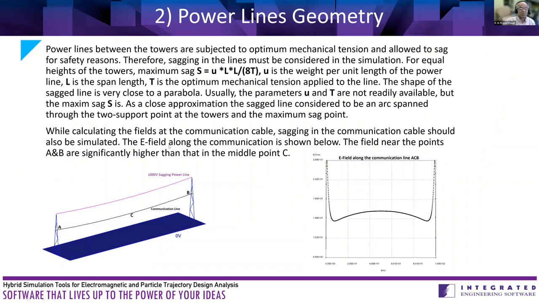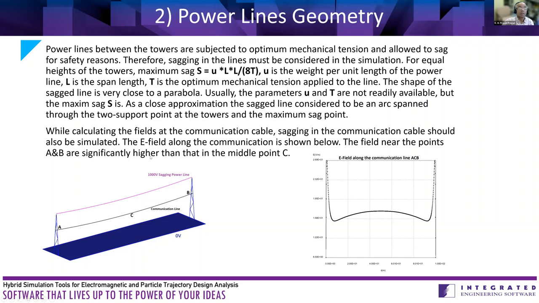Okay. Next, now this power line geometry is one more thing you have to consider. When you are simulating the power lines, you should not model them as straight lines because there will be sag in the power lines, and the tension applied, they don't apply the maximum tension. If you apply maximum tension, because of the climatic changes, the power lines will break. So what they do is they apply an optimum tension in the cables.